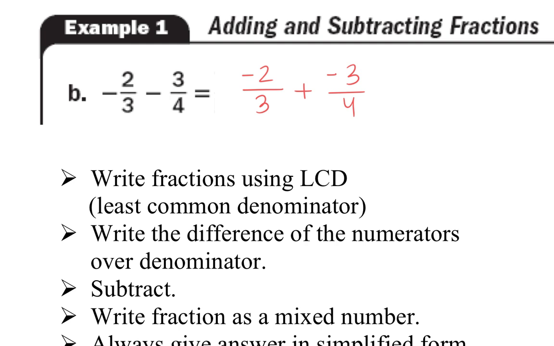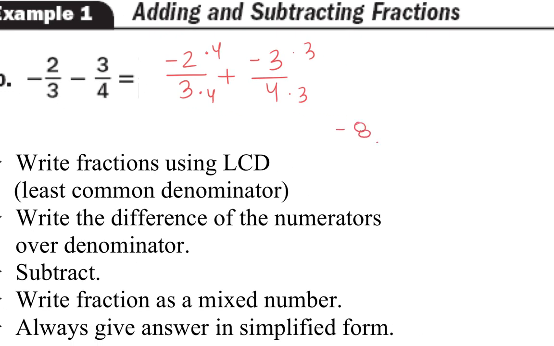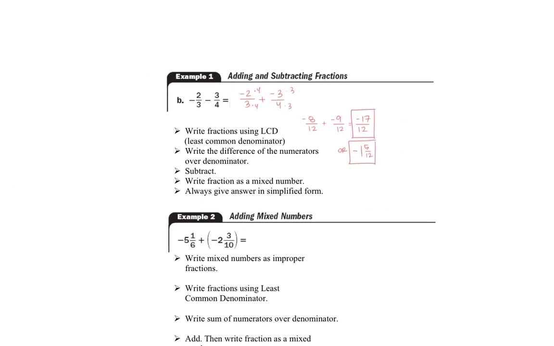So that's really nice. 12 would be the easiest one, so I'm going to multiply the top and bottom of the first fraction by 4 and the next fraction by 3. So I have negative 8/12 plus negative 9/12. Then the 12 stays the same. Negative 8 plus negative 9 is negative 17. And you can actually stop right there because that's in simplest form. Or you could make it a mixed number. You don't have to, but you're welcome to. That would be negative 1 and 5/12.